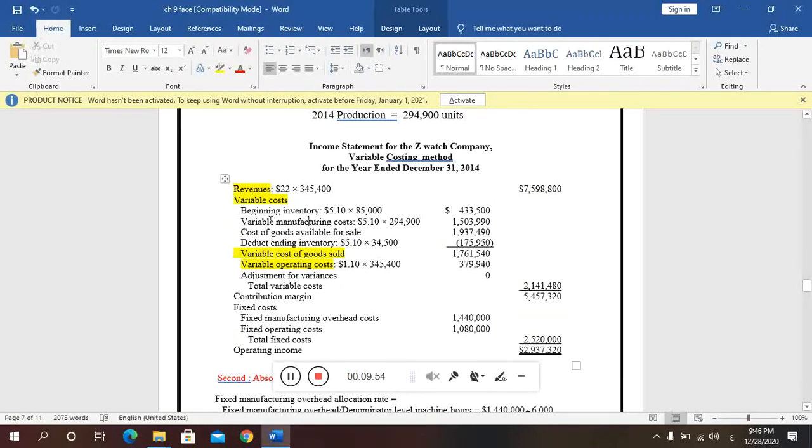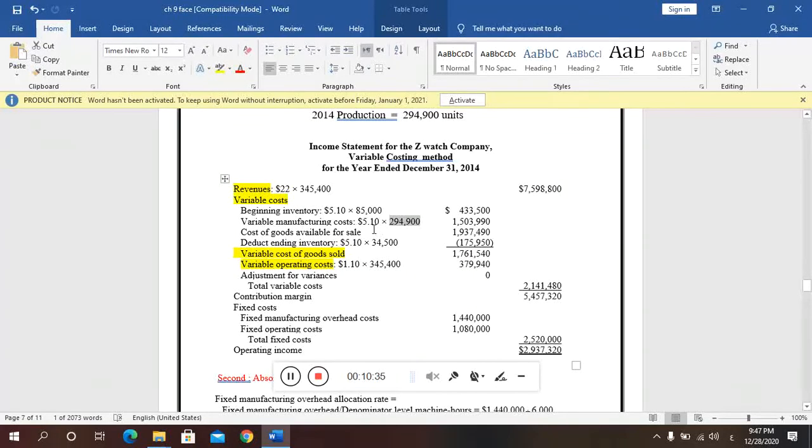Beginning inventory plus variable manufacturing cost, the variable manufacturing cost of units produced during the year. So here we will multiply the variable cost per unit by units produced, not units sold, and not beginning inventory units or ending inventory units. We will multiply by the units produced, which equal 294,900 units.